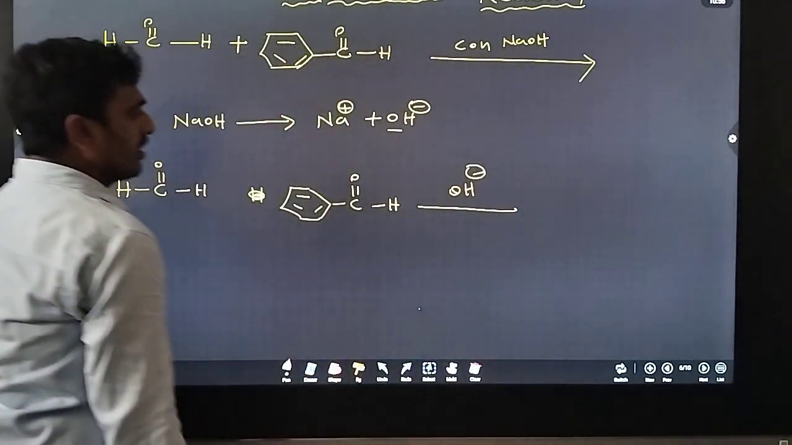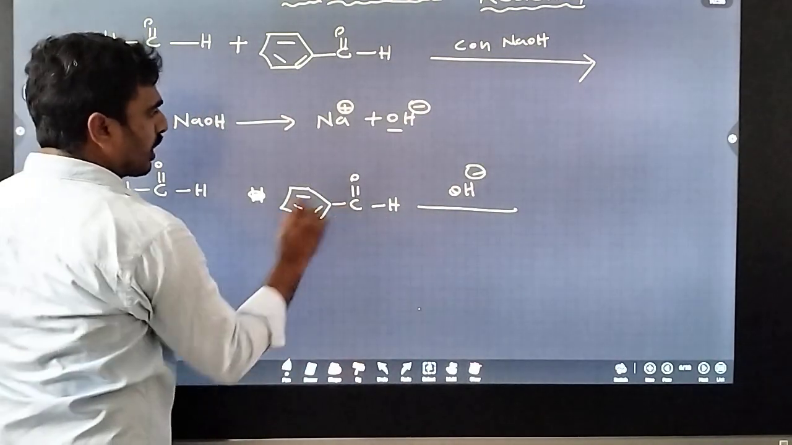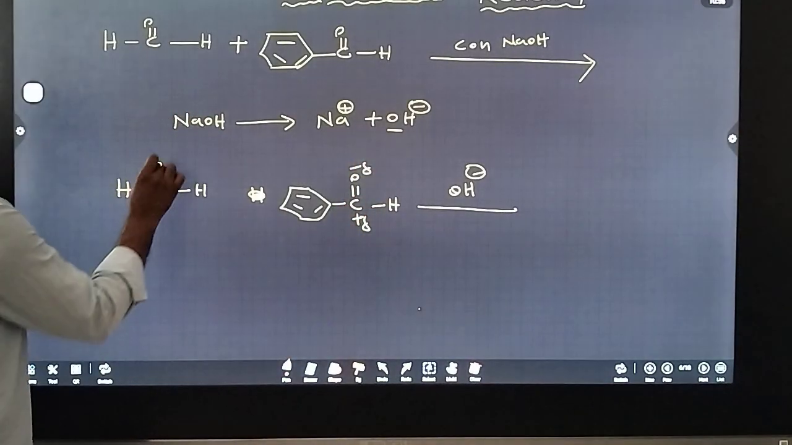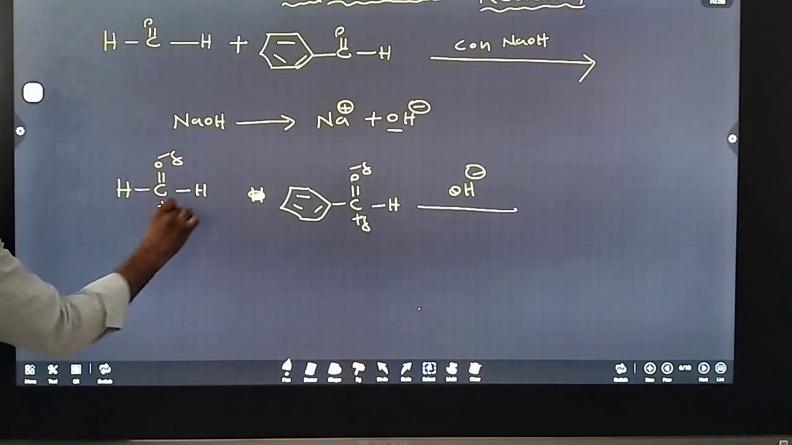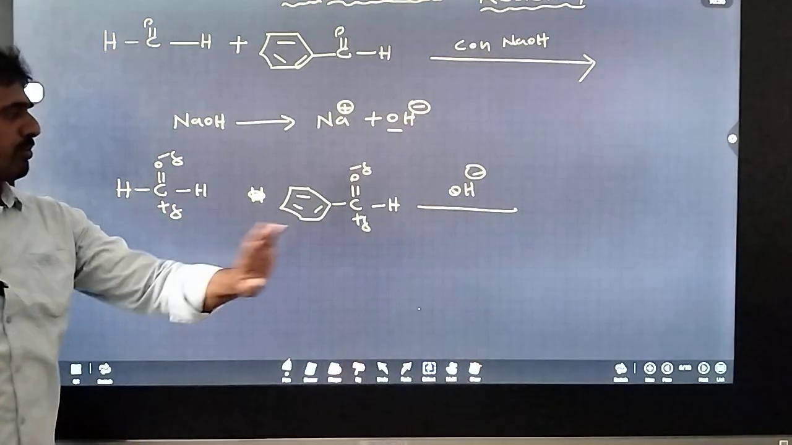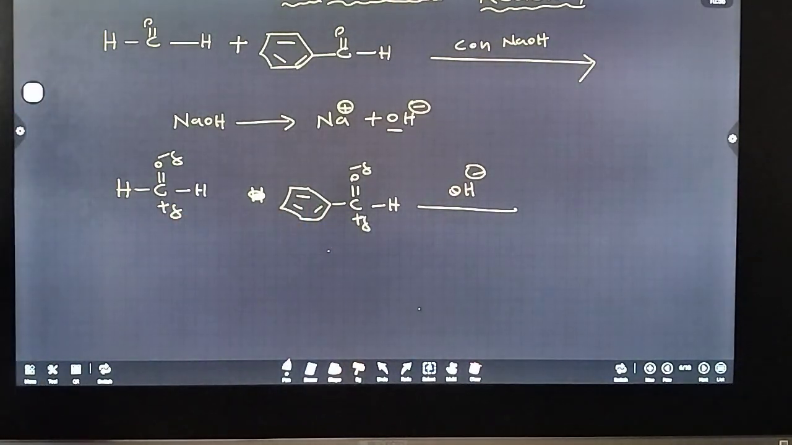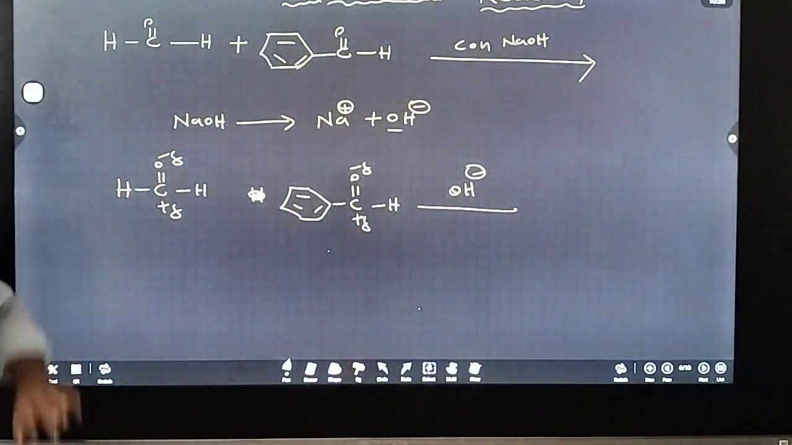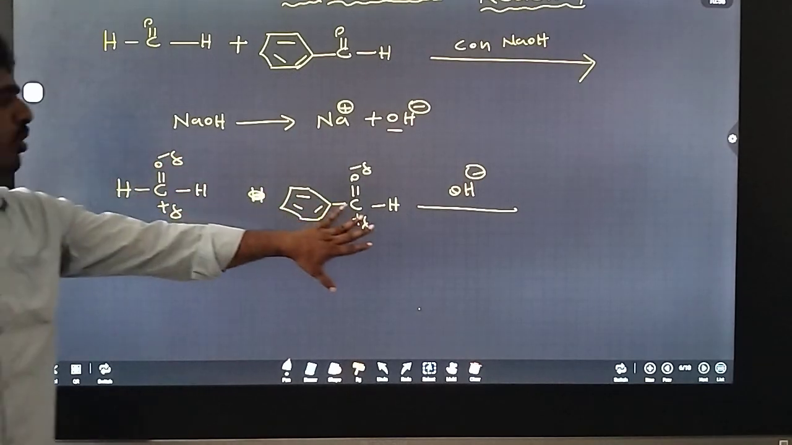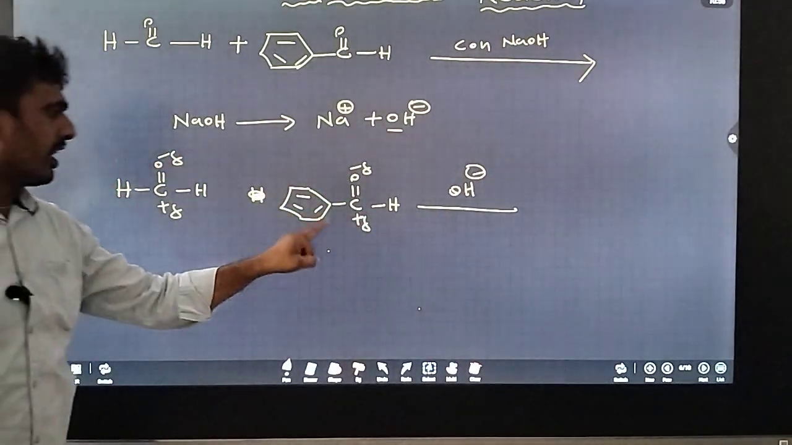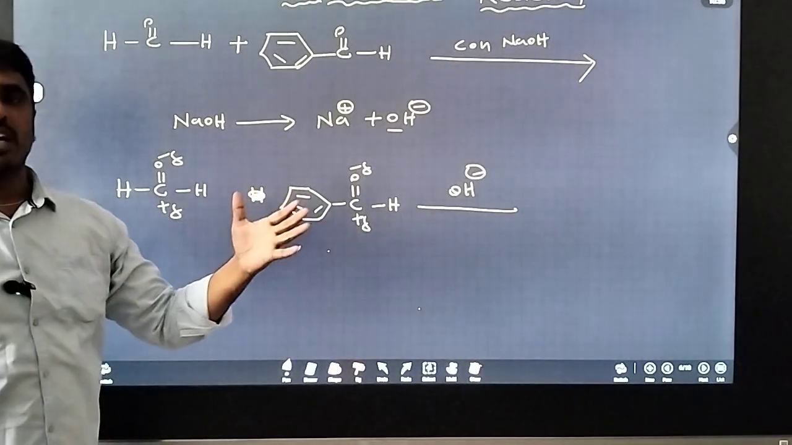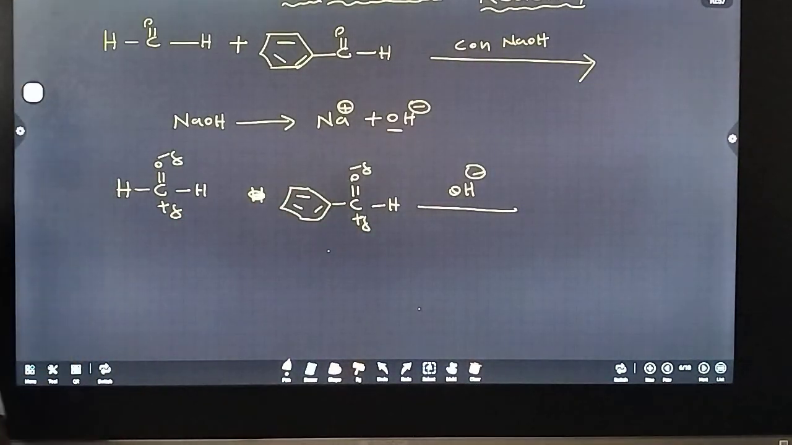So my question is, this is a carbonyl compound. This has negative charge. This is a positive charge. So this is also negative charge. This is also positive charge. So here two possibilities are there. First possibility and second possibility. Here the nucleophile attacks on this compound or this compound. Okay. So where there is more positive charge, that position is attacked by the nucleophile.